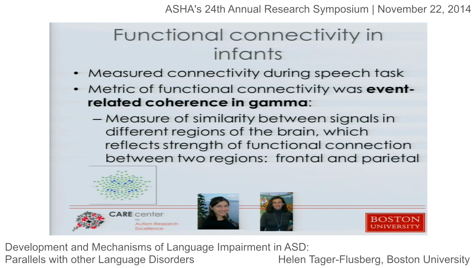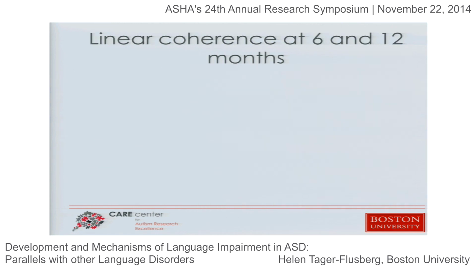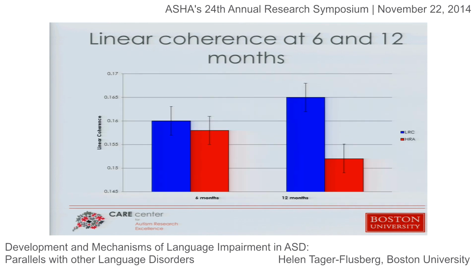And in blue, I'm not sure how well it stands out here, these were our regions of interest. These were the electrodes we used in the left and the right hemisphere. And these are what the data look like, the coherence at 6 and 12 months. On the left, we see 6 months, and we can see there's no group differences. And on the right, we see 12 months.